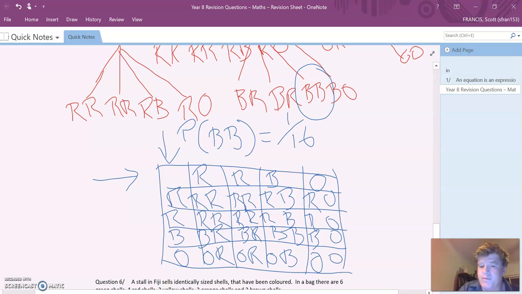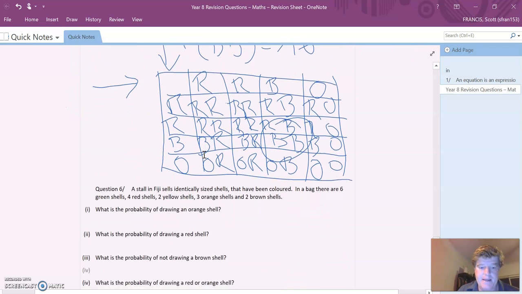And if we were to go work out the probability again, there's only one time that the blue happens. We draw blue two in a row, and we can see that there's 16 different possibilities. So we get exactly that same little bit of maths.